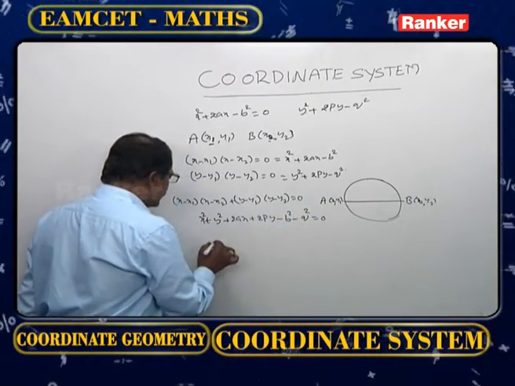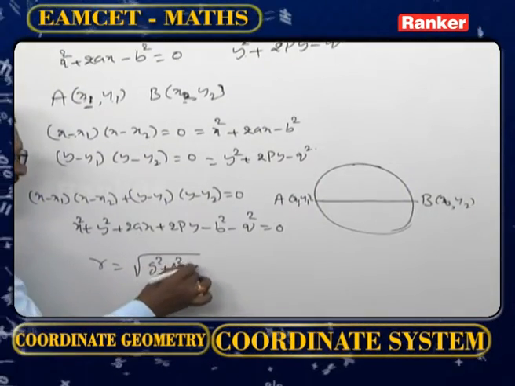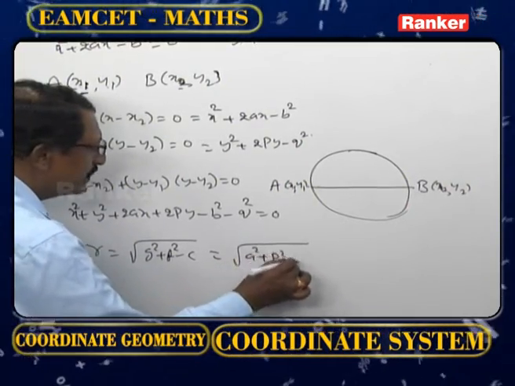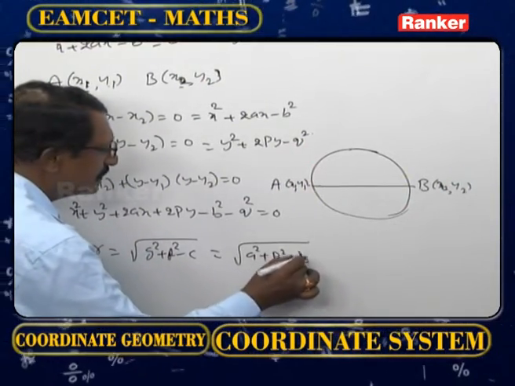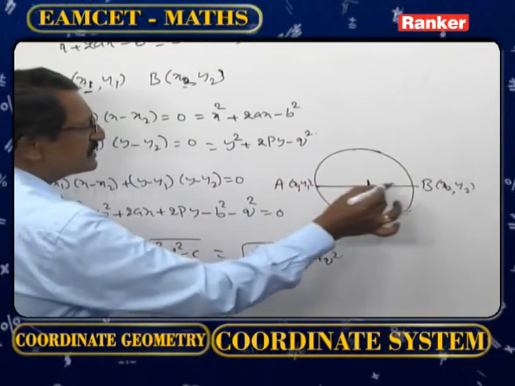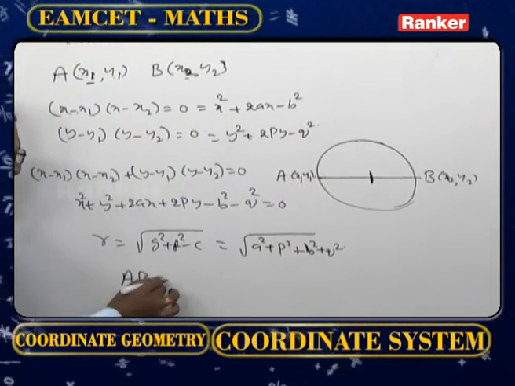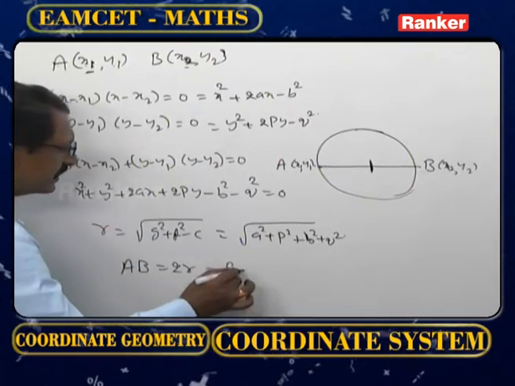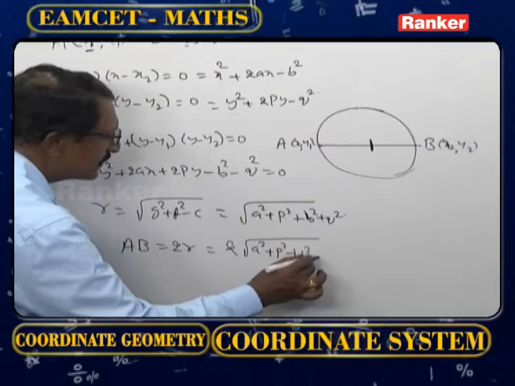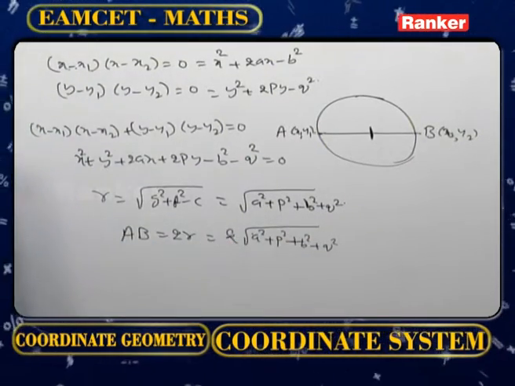Now the radius of the circle equals square root of g square plus f square minus c, that is, square root of a square plus p square plus b square plus q square. This is the radius of the circle, and the distance between A and B equals the length of the diameter. Now AB equals 2 times the radius, that is, 2 into square root of a square plus p square plus b square plus q square, or 2 into square root of a square plus b square plus p square plus q square.